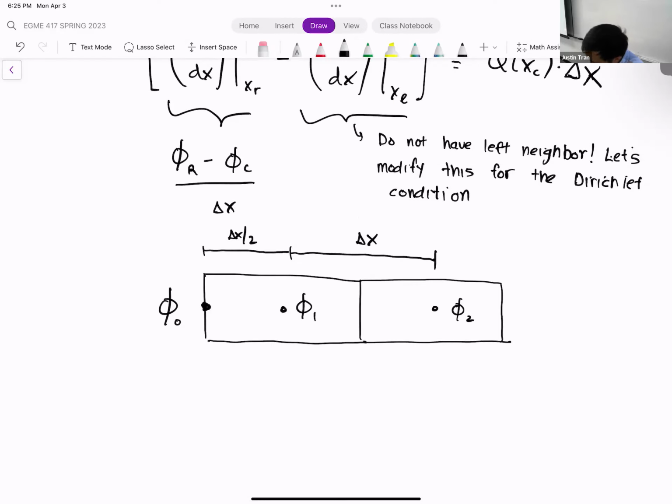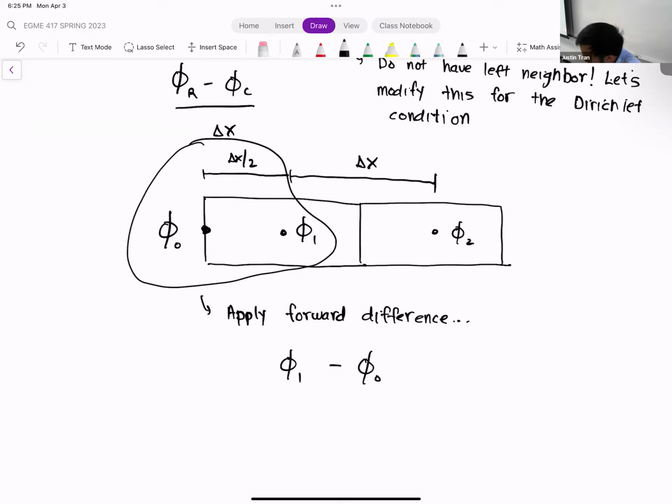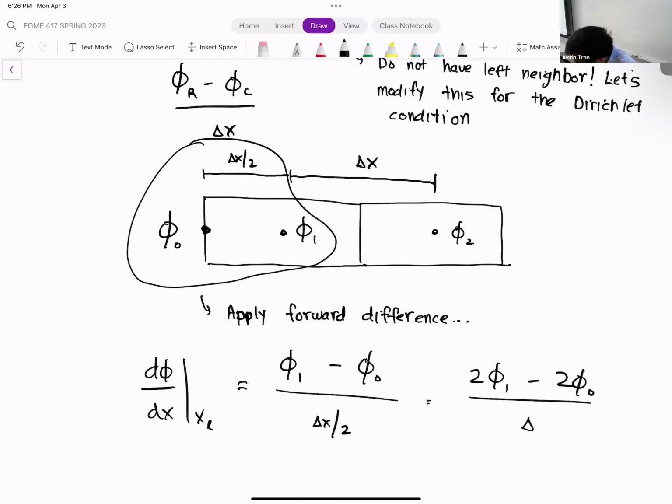And so let's do our same forward difference, but let's use just these quantities right here. Okay. And so if we apply our usual forward difference, we have phi 1 minus the Dirichlet boundary condition phi naught, okay, divided by the distance between them, which is delta x over 2. Okay. And this is equal to d phi dx at x_L. If we simplify this, since we have a divide by 2 in the denominator, we're going to bring that up top. So we have 2 phi 1 minus 2 phi naught divided by delta x.